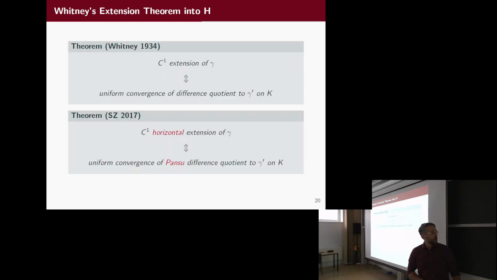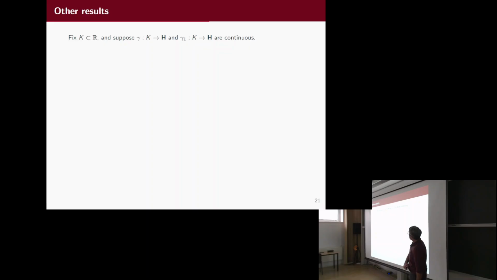It turns out you can still classify C1 extensions. That's an old reference right there. You can still classify C1 horizontal extensions in terms of uniform convergence of some difference quotient, right? So this very natural Whitney idea extends very naturally to curves in the Heisenberg group. So what does this tell us?